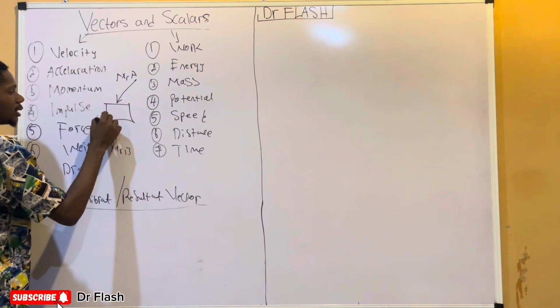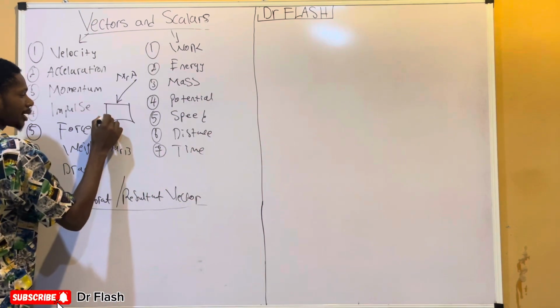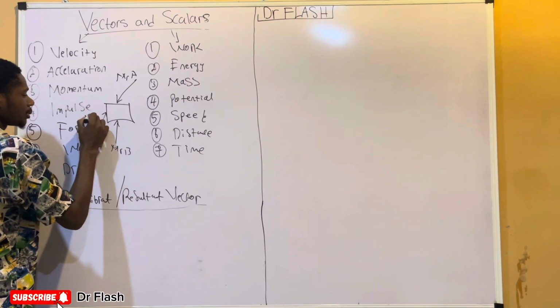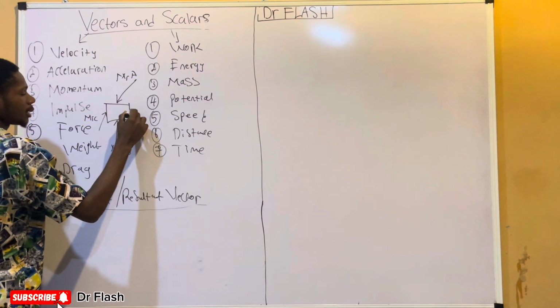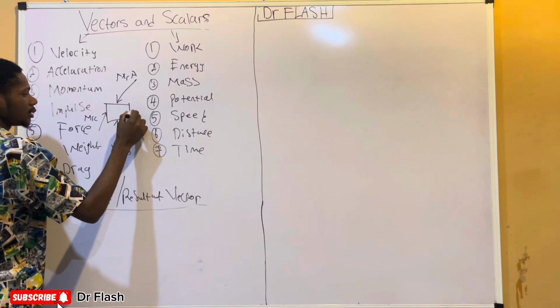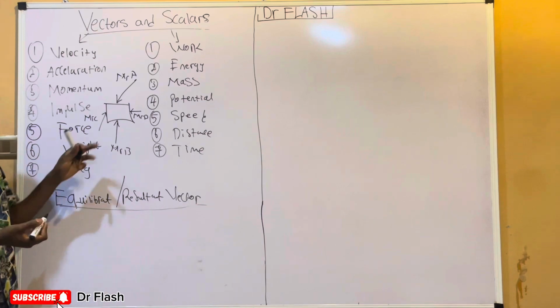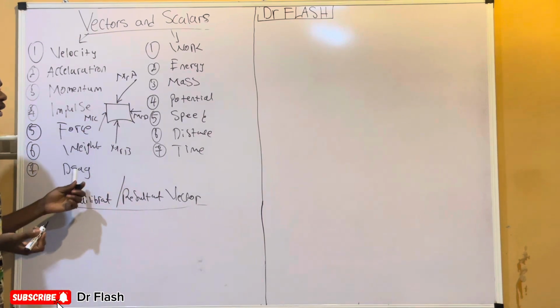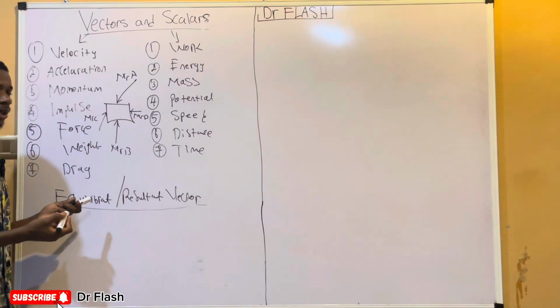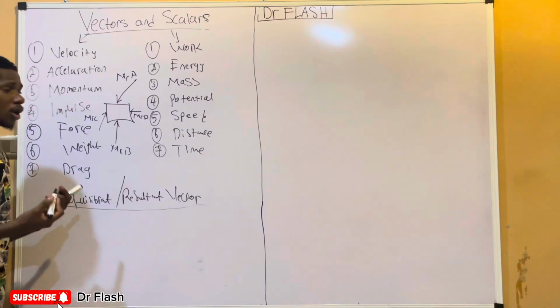Let's say Mr. C is not pushing it towards the right, but rather something like this, Mr. C. And then let's say Mr. D is pushing towards the left, exactly towards the left, Mr. D. Okay, you cannot tell me that the table is going to move in this direction or any direction. You have to solve first. That is what we call resolution of vectors.